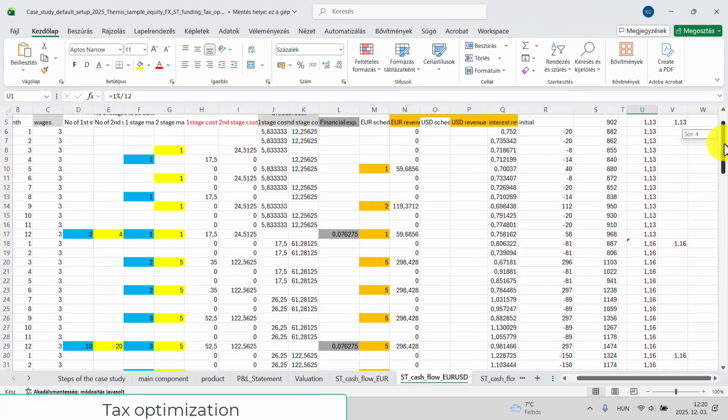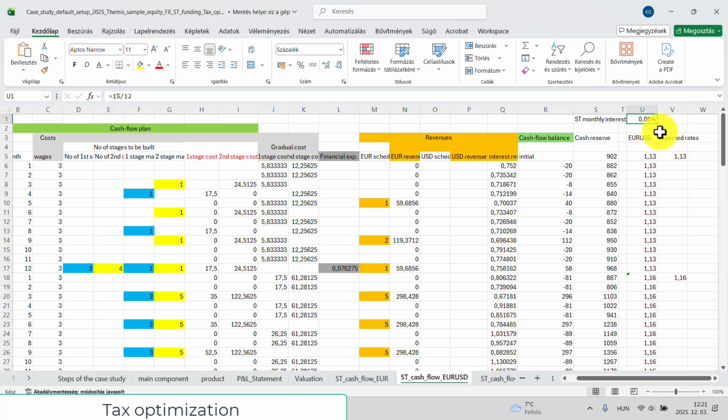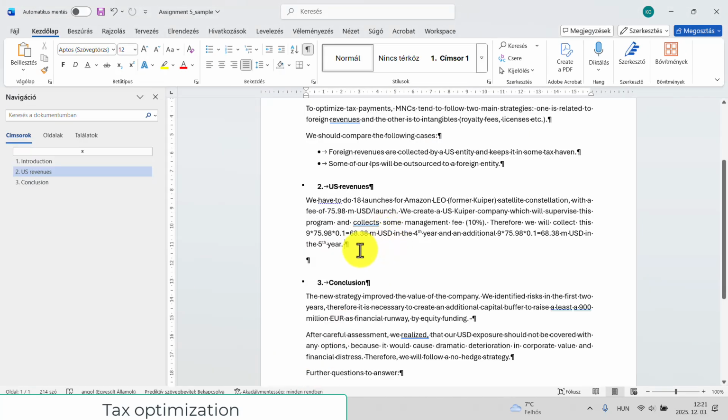I don't think so, but here we had 1% per year, which is not much. Yeah, but that was for euro. So let's assume that we can invest this money at.